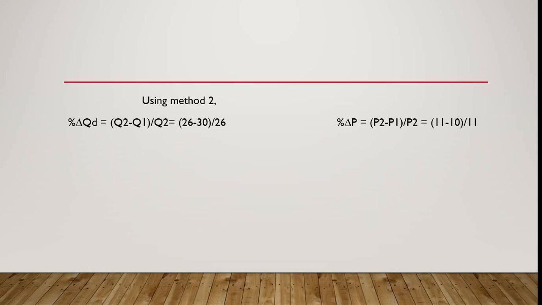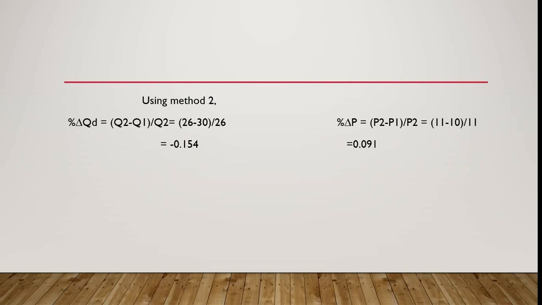In the second method, we're going to find the ratio with respect to the final quantity and the final price. That is the new price and the new quantity that they bought after the change in price. So the percentage change in quantity demanded is going to be Q2 minus Q1 divided by Q2. See, in the initial one we divided by Q1, but in this case we are dividing by Q2. Then the same applies to price. So 26 minus 30 divided by 26, 11 minus 10 divided by 11. So what do you get? For the percentage change in quantity demanded, you get negative 0.154, and then 0.0914 for the percentage change in price.